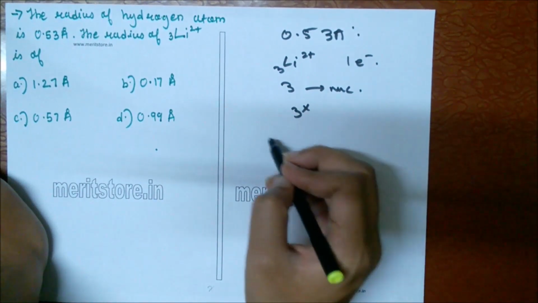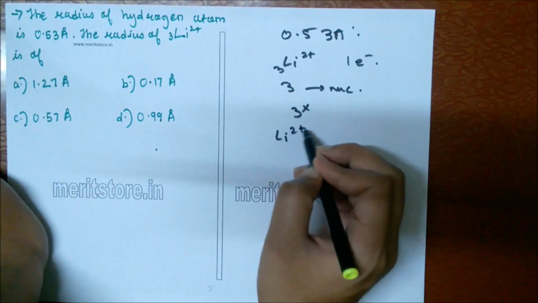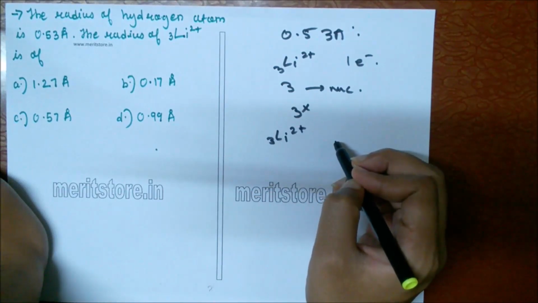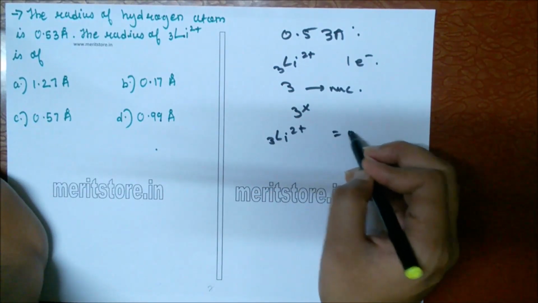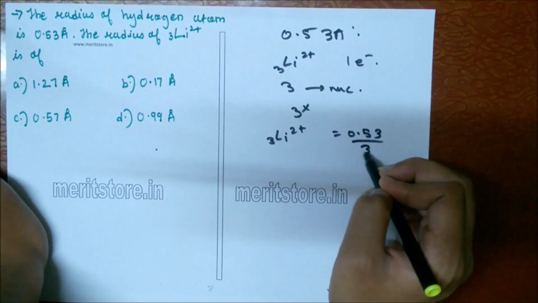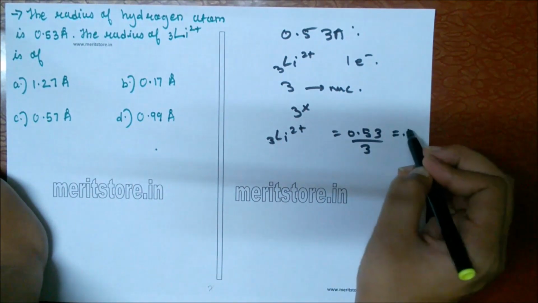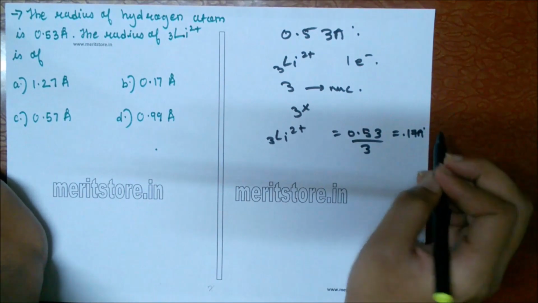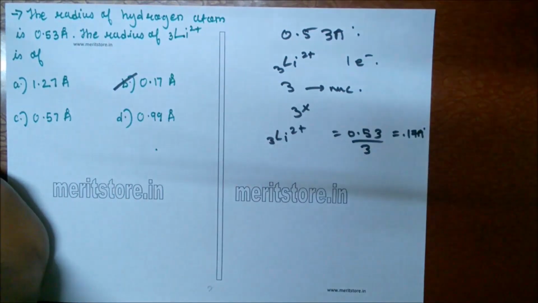The radius of lithium 2+ having 3 protons will be 0.53 upon 3, which is equal to 0.17 angstrom unit. So option B is the correct answer.